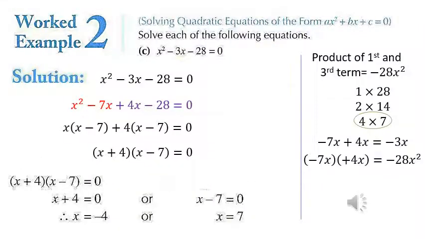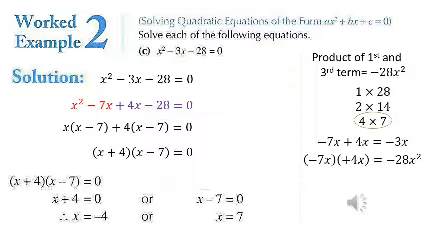On this page we are going to solve part C of worked example 2. x square minus 3x minus 28 is equal to 0. There are three terms in the equation. The powers of x are in decreasing order. In the first term the power is 2, in the second term the power is 1, and in the third term the power is 0. The third term is the constant term. There is no variable. We factorize this equation by the middle term break method, in which we split the middle term into two terms. How do we split the middle term?